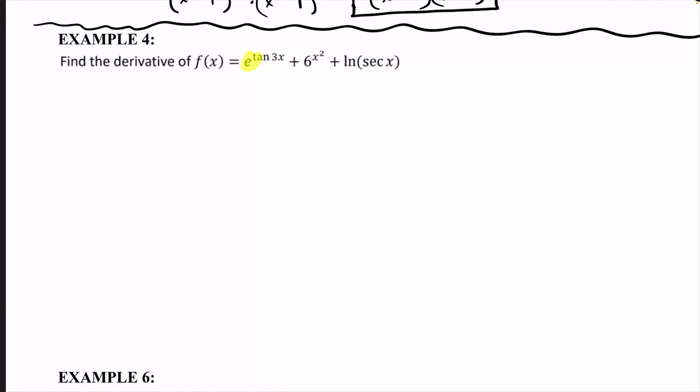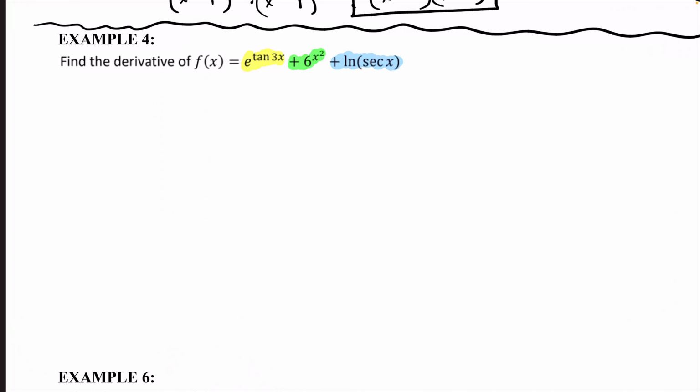The first one is e to some power. The next one is positive 6 to some power. And the last one is a natural log of something. There are three terms, each joined by a plus sign. Do we need to use the product rule or the quotient rule for them? No, it's just three separate problems in one. So that's how we're going to do it.